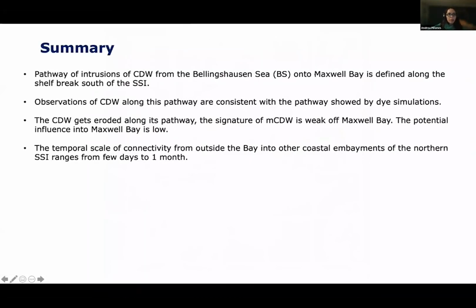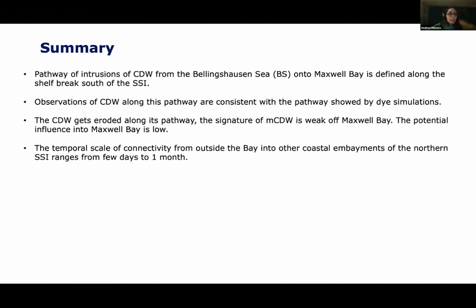In summary, the pathway of intrusions of the CDW from the Bellingshausen Sea onto Maxwell Bay is defined along the shelf break south of the South Shetland Islands. We also show that observations of CDW along this pathway are consistent with the pathway shown by the simulations. The CDW gets eroded along this pathway, so the signature is basically a modified version of CDW, and is relatively weak at Maxwell Bay, so the potential influence into Maxwell Bay is low.